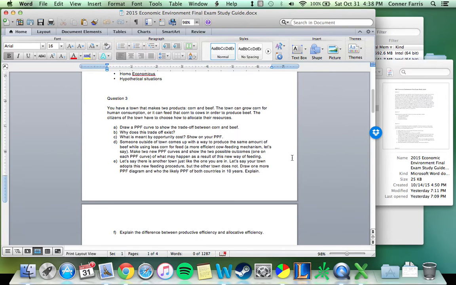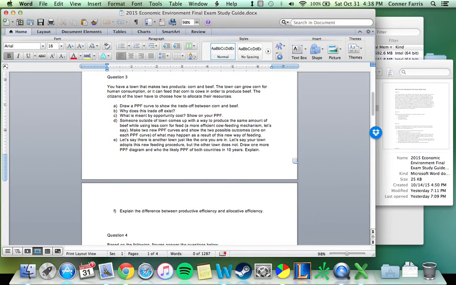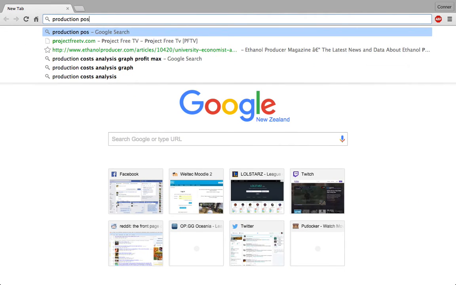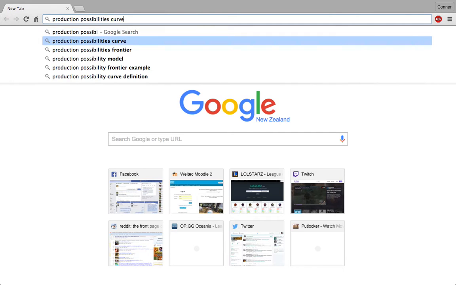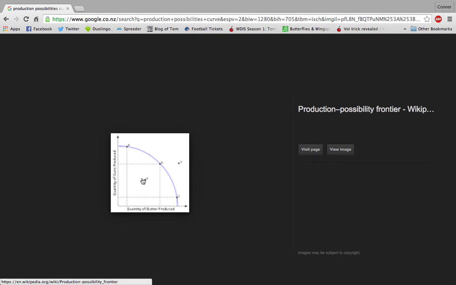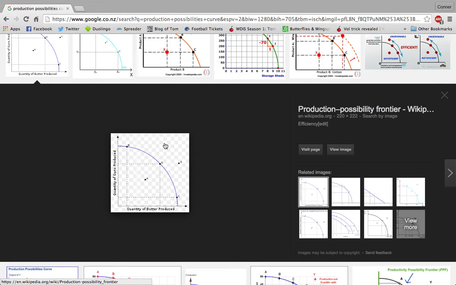Okay, so moving down to question 3, we have production possibilities frontiers. So let's Google real quick what a PPF is going to look like. So production possibility curve, sure. All right. So first one that comes up on the wonderful Google machine. So we have quantity of guns produced and quantity of butter produced. So we have this country. We only have 2 different products in this country.